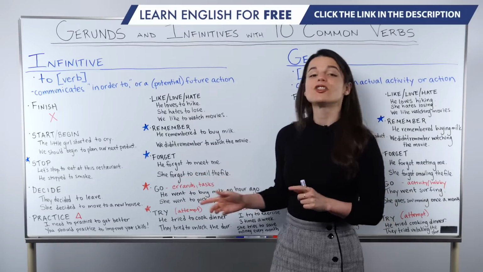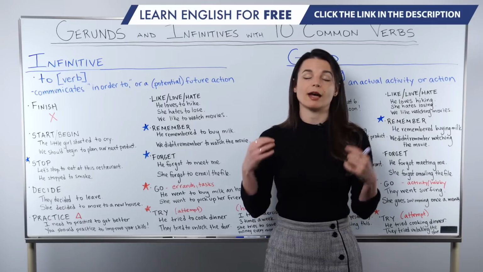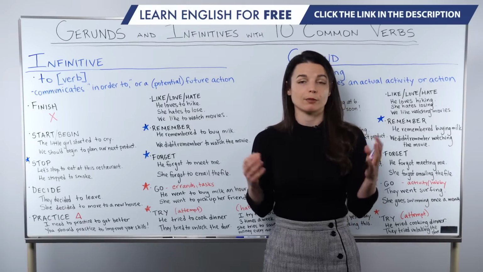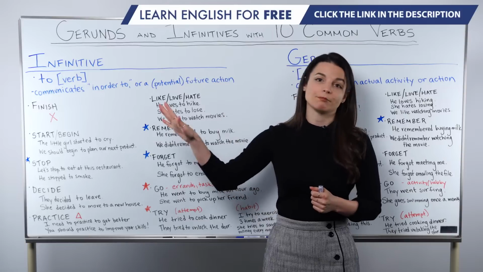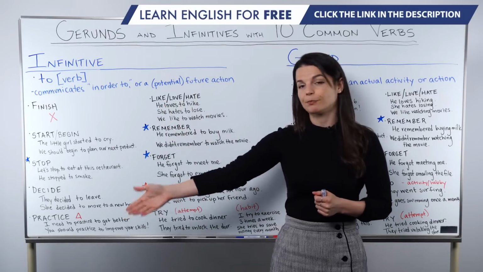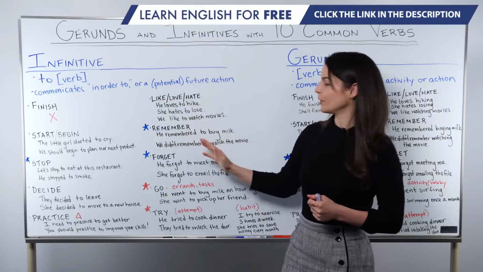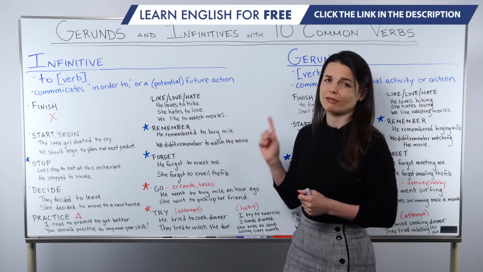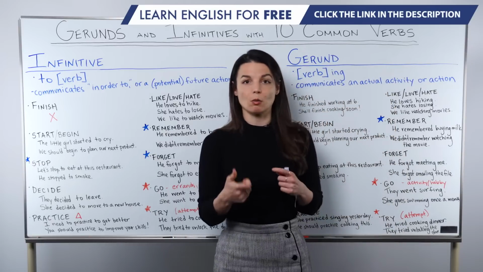Second example, she forgot to email the file. So I had a plan to email the file or something, or she had a plan to email the file. She forgot. She forgot to do that action. So we have this same feeling that we just talked about with remember. Yes, this was a one-time thing. He forgot to meet me this one time. And she forgot to email this thing the one time.